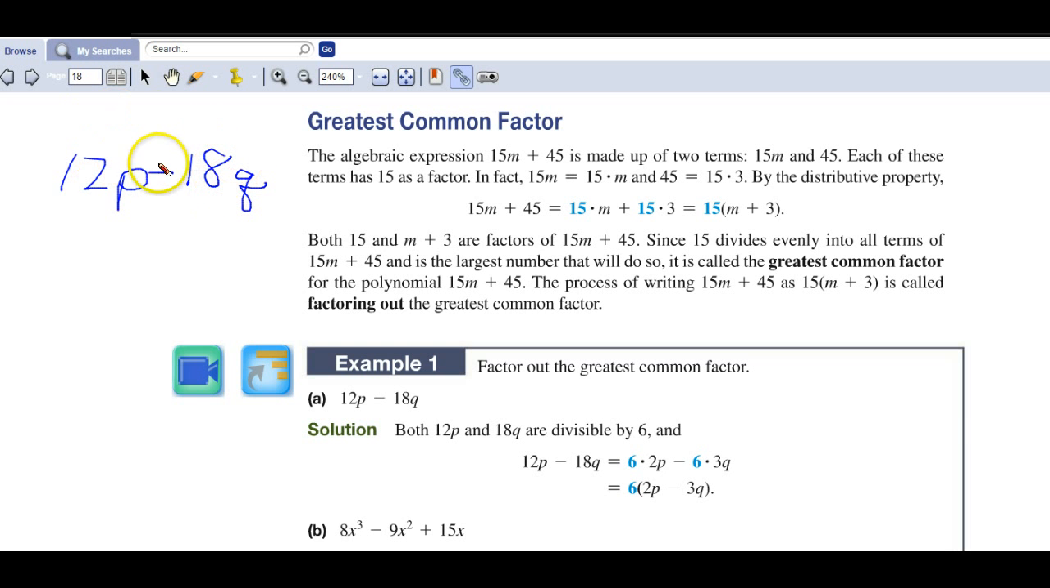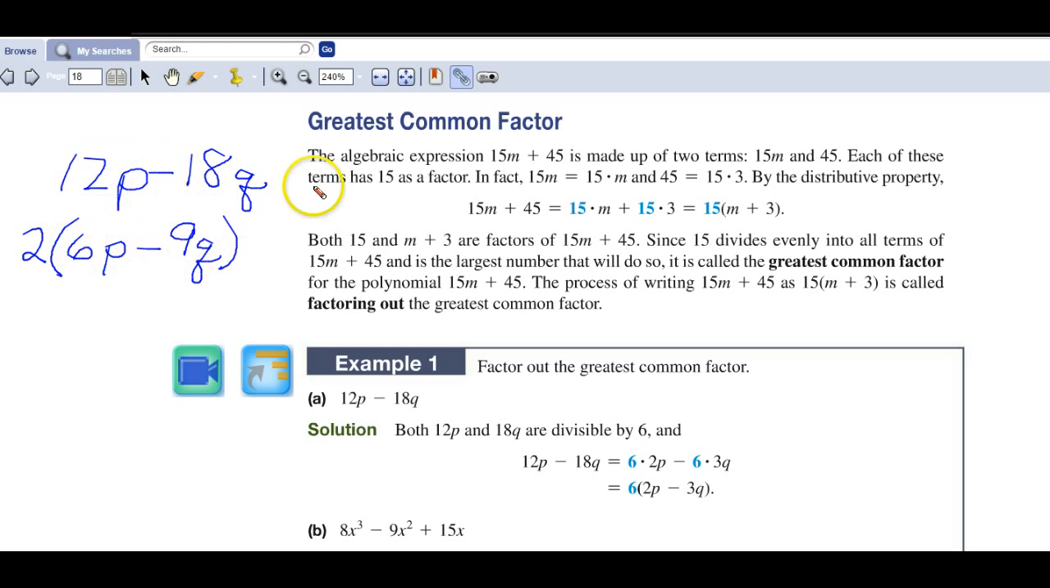Now, I'm not going to do this the best way first, but just to show you the process. As we look at the letters, there's no common letter. But as we look at the numbers, we can take a 2 out of there and get a 6p, and a 2 out of there and get a 9q. So we've taken out a common factor.